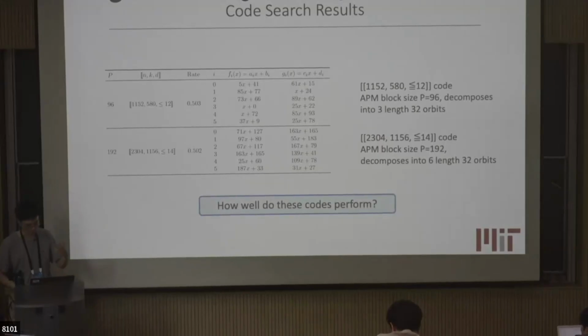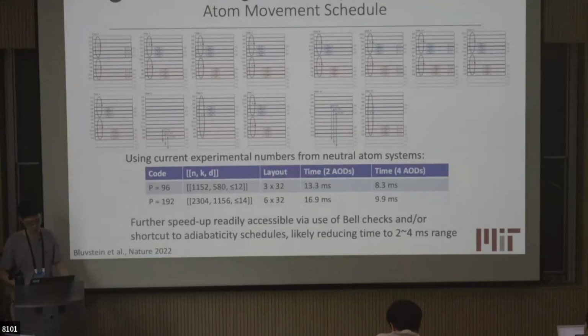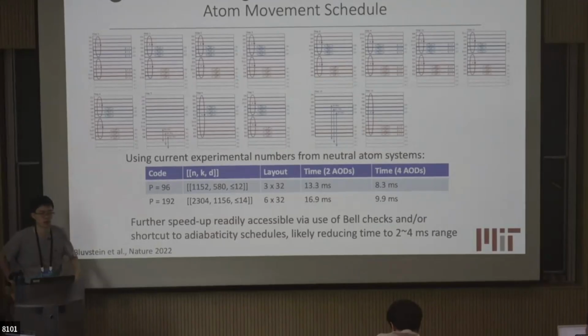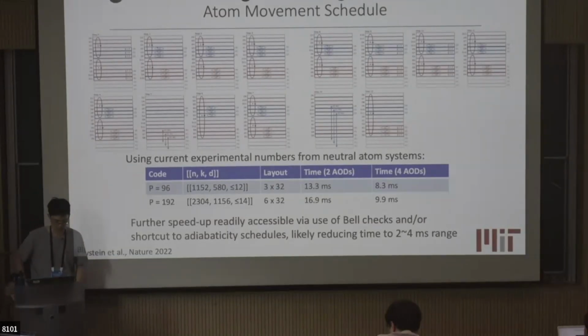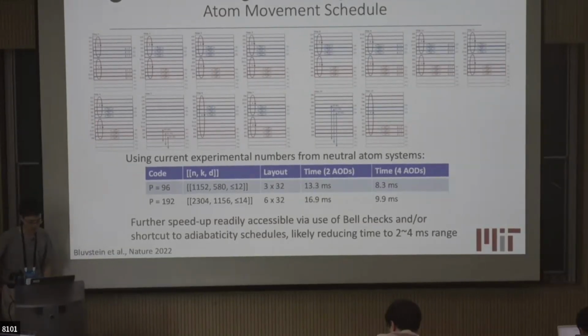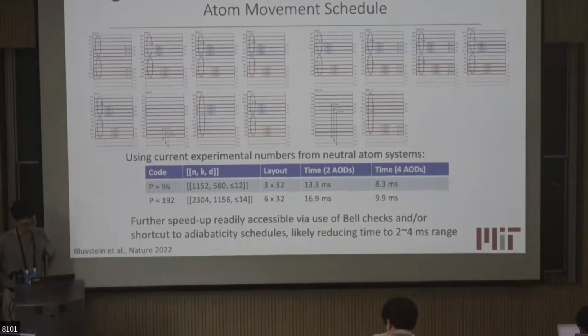So the question is, how well do these perform in syndrome extraction? We can explicitly lay things out based on the atom movement schedule that we described, and calculate the movement times based on the distances and the experimentally demonstrated timescales. With 2 or 4 AODs, we get to something between 8 to 10 milliseconds for these code instances.